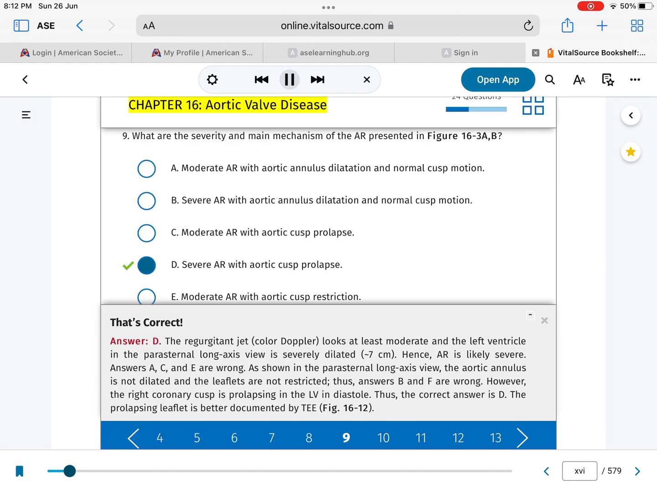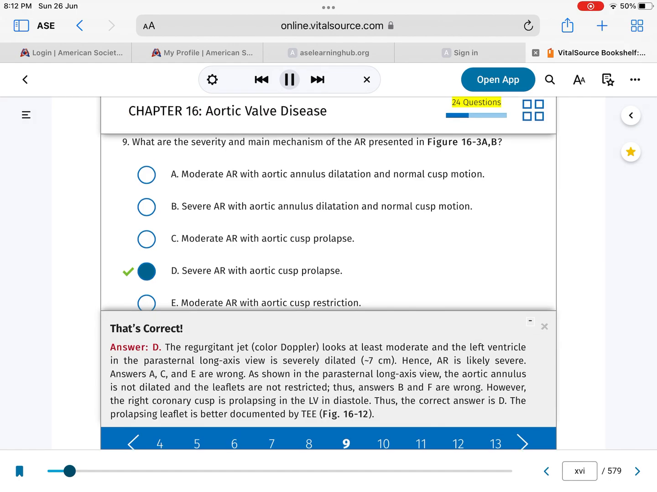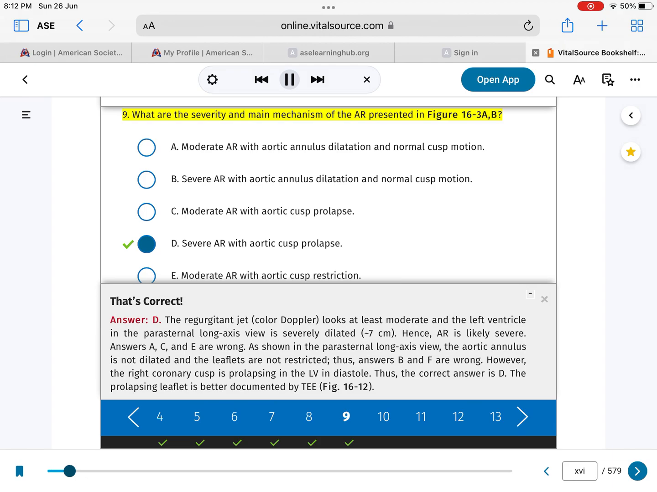Chapter 16. Aortic valve disease. 24 questions. 9. What are the severity and main mechanism of the AR presented in Figure 16-3A? A. Moderate AR with aortic annulus dilatation and normal cusp motion. B. Severe AR with aortic annulus dilatation and normal cusp motion. C. Moderate AR with aortic cusp prolapse. D. Severe AR with aortic cusp prolapse. E. Moderate AR with aortic cusp restriction. F. Severe AR with aortic cusp restriction.